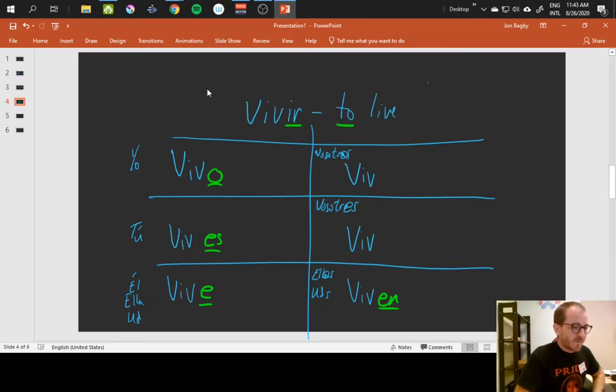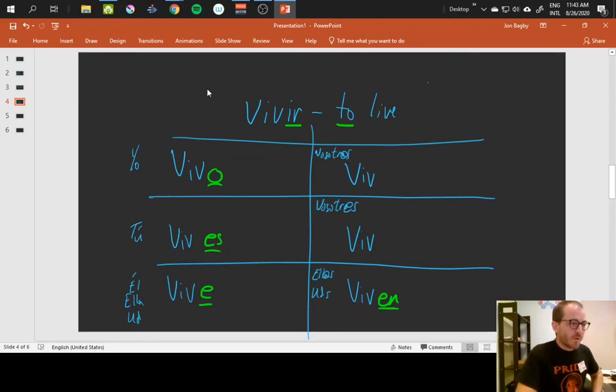All right, so for the IR verbs, we had vivir as our practice verb. I have been able to just leave the endings in their places and just come in and replace the root in all of these forms right here. So vivo, vives, and vive, and then viven.